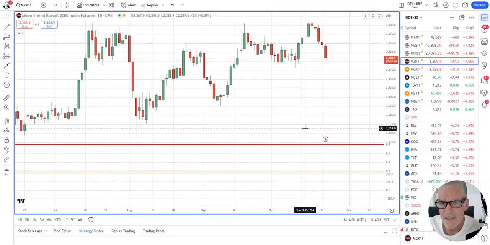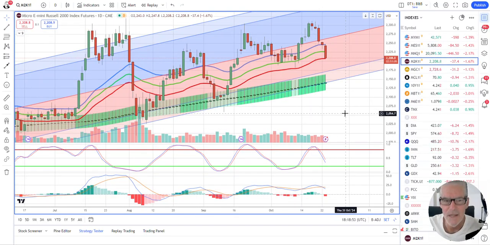Small cap index, it has had actually a pretty good pullback already. We're in our fifth day on the small caps of coming back in.